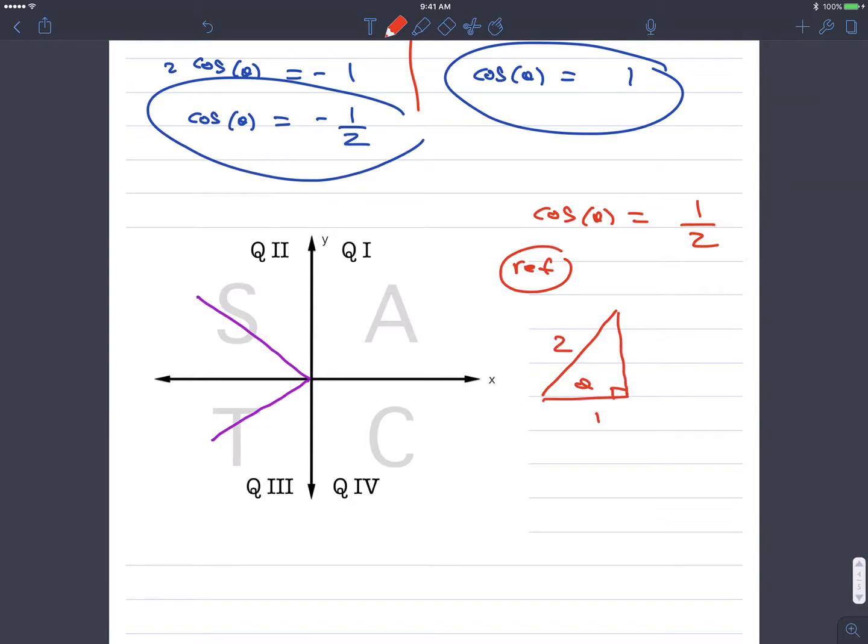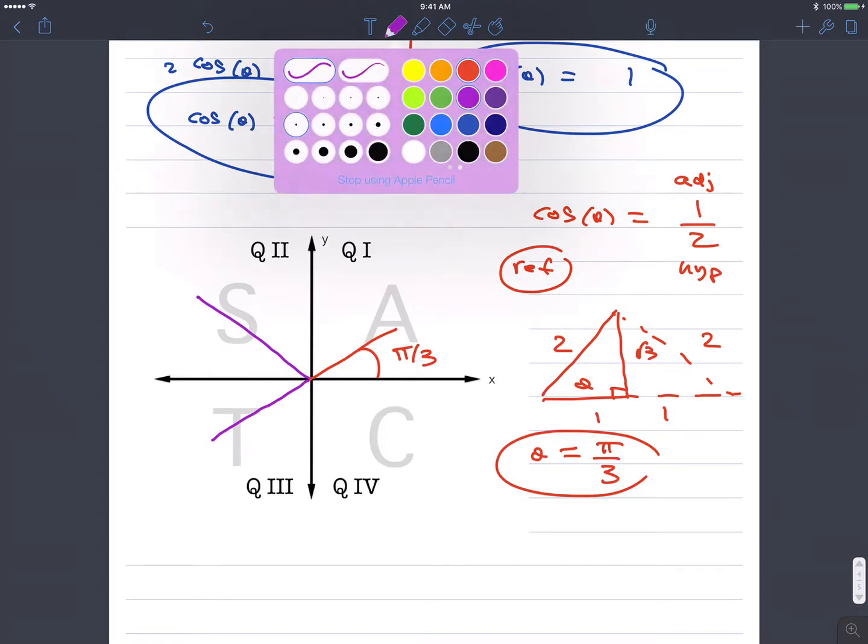Adjacent over hypotenuse. Let's hope that we get this right. I don't make a mistake here now. Again, adjacent over hypotenuse. I think I'm okay. What's the opposite side? That's square root of 3? What kind of triangle is this? All right, what is theta? What's my reference going to be? It looks like it's 60 degrees. So what do we say? pi/3. There we go. There's my reference angle.